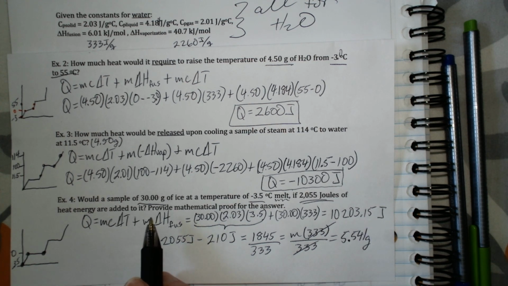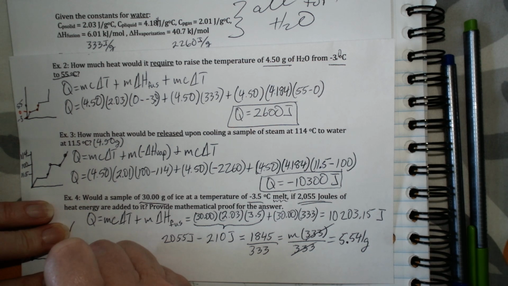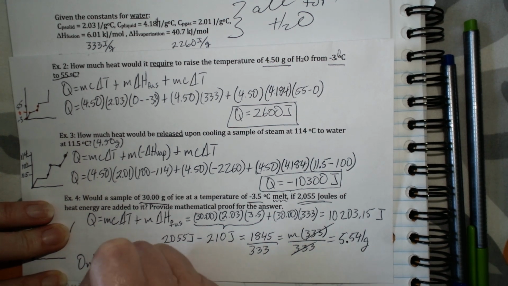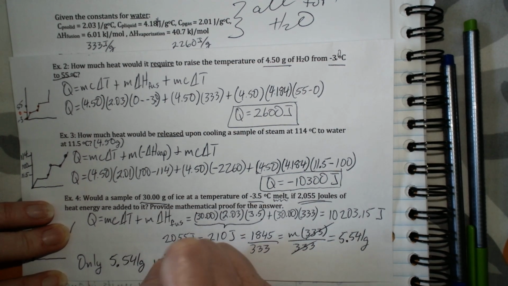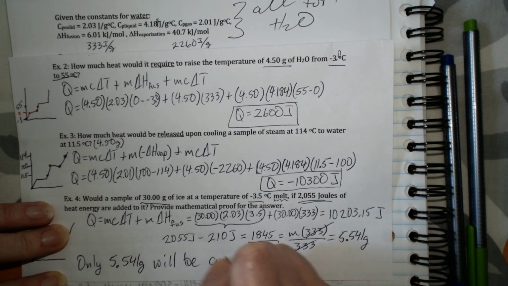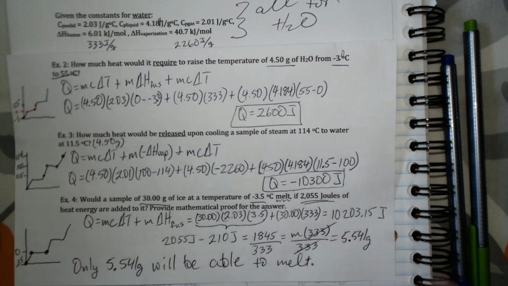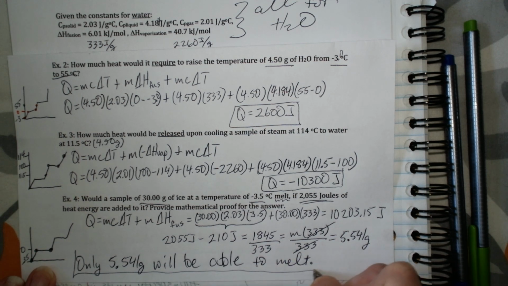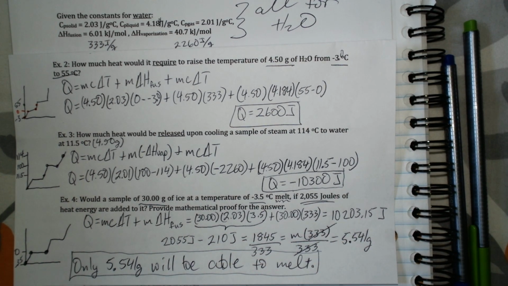So would a sample of 30.00 grams of ice melt from negative 3.5? No. But only 5.541 grams will be able to melt. So yes, some will melt, and you can actually figure out the exact amount to melt. And that's the end of the lesson and the end of your thermochemistry notes.